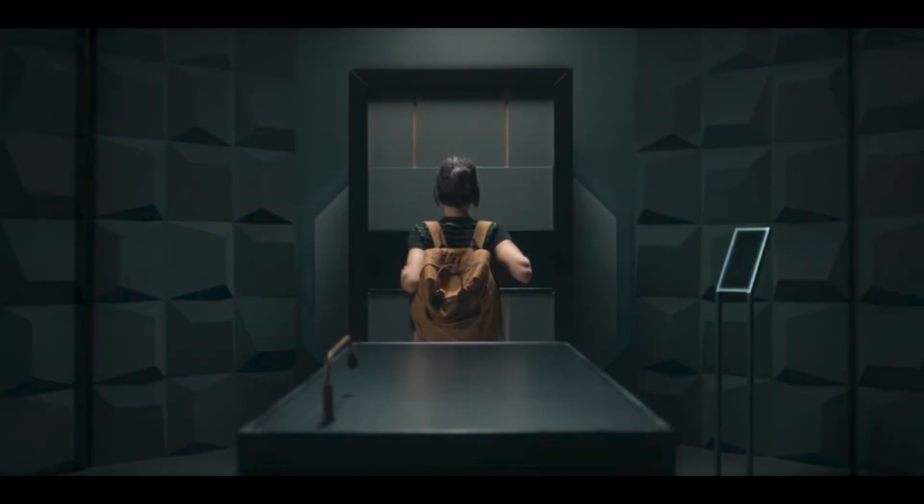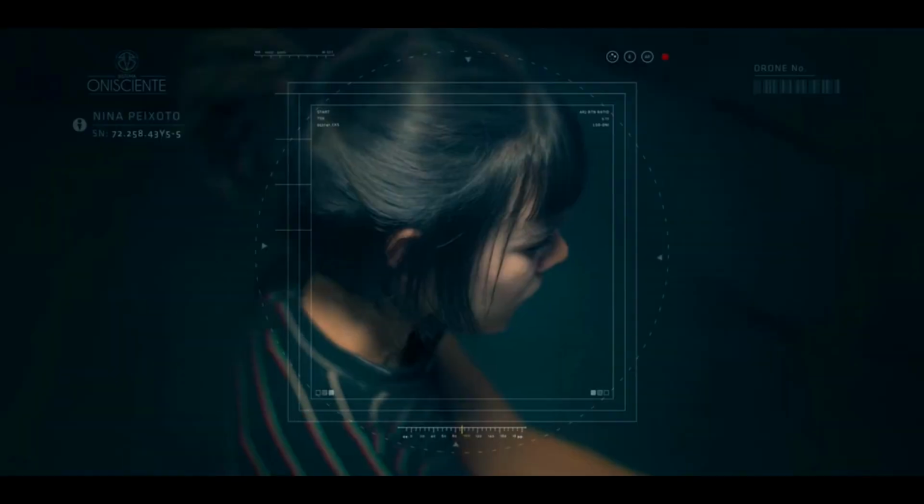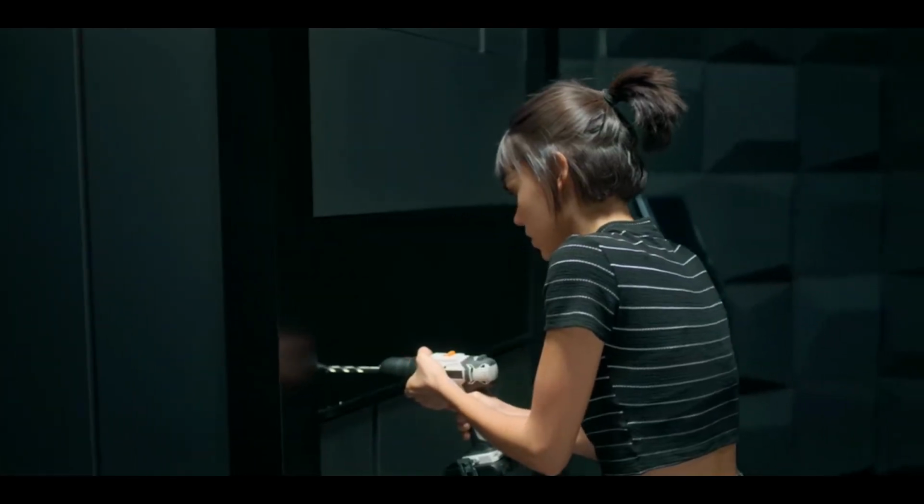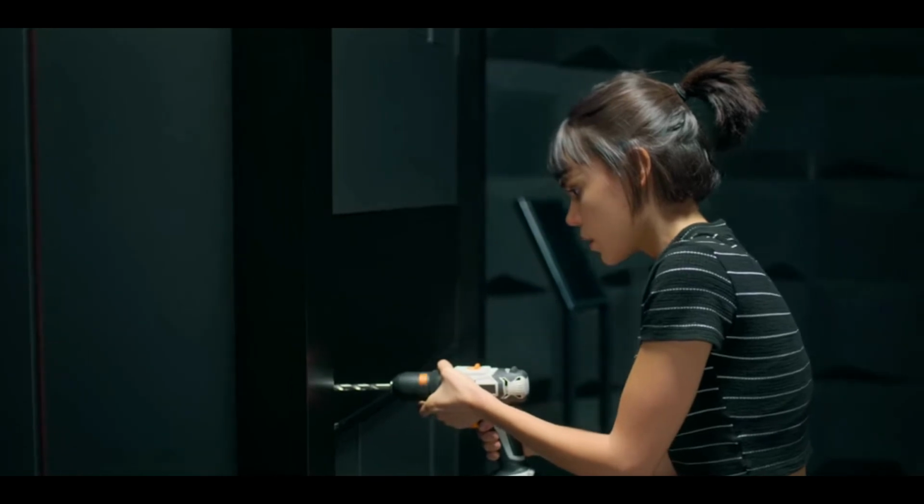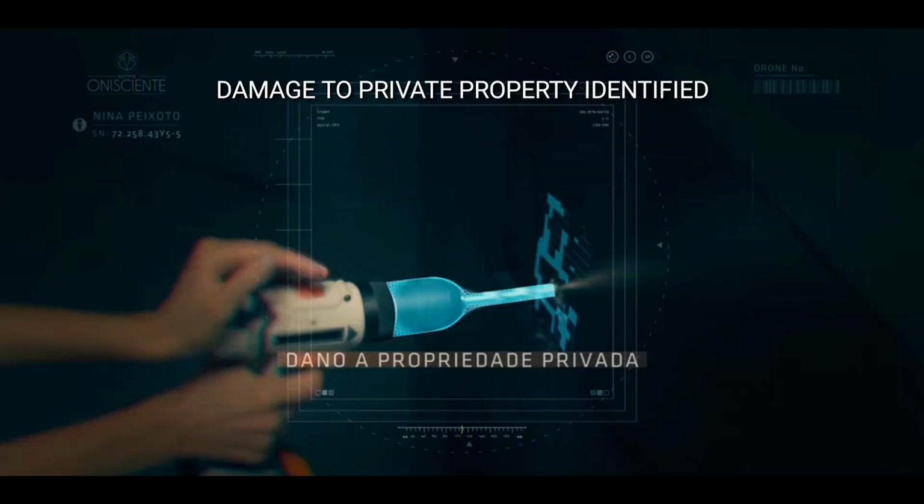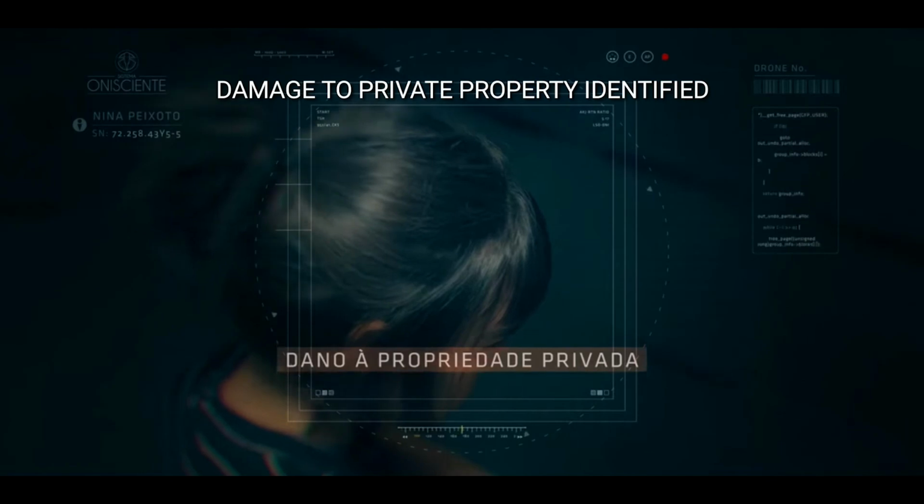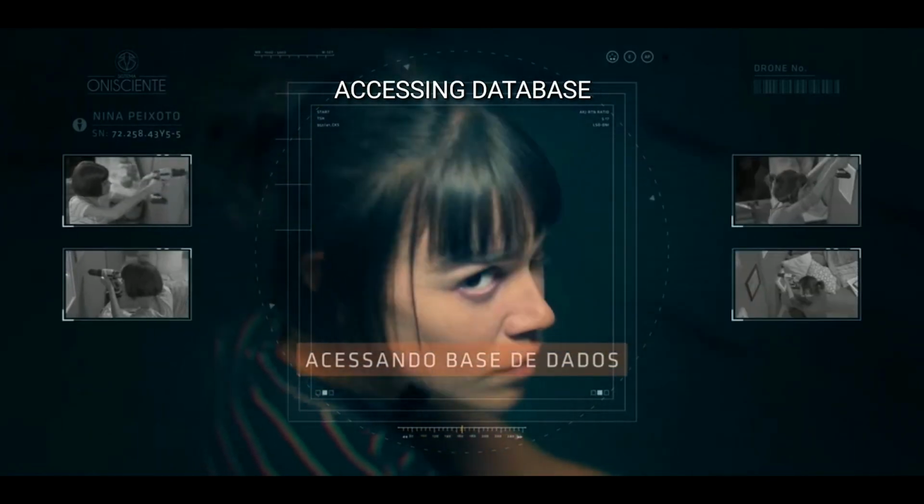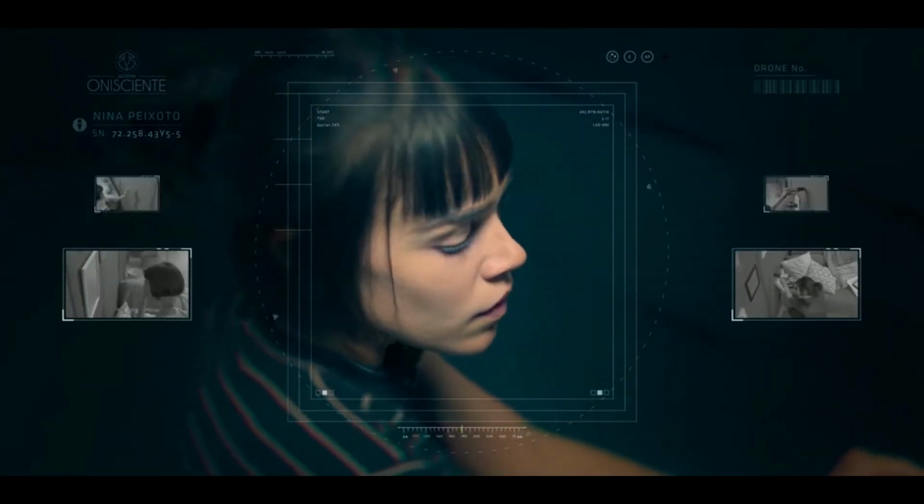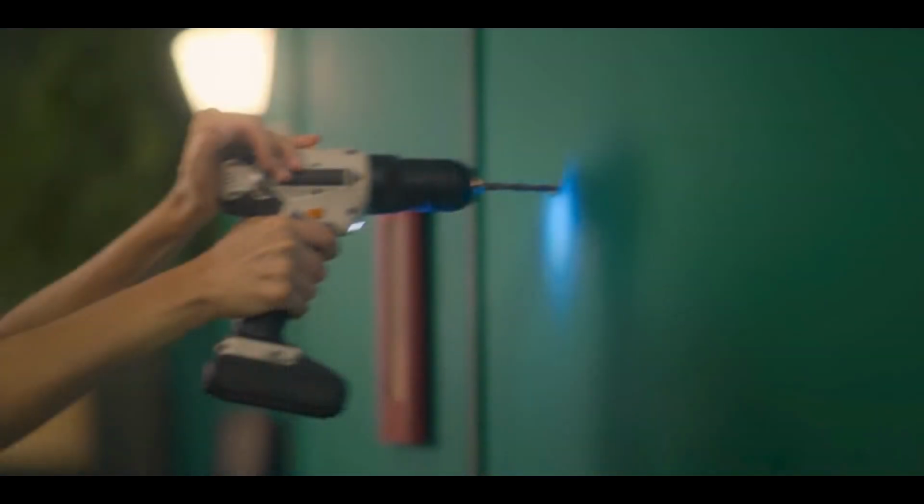Nina gets into the computer room and is trying to convince the system she is just practicing her hobby. Then she commences with her plan. As you can see, the computer reacts to this destruction of private property as normal behavior because Nina has been practicing for weeks to simulate that this is something that she does as a hobby.